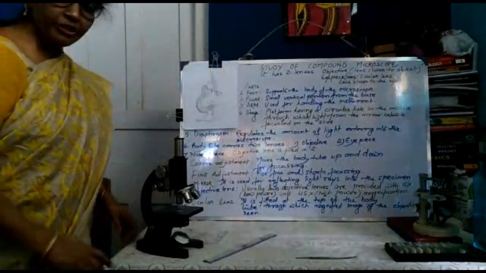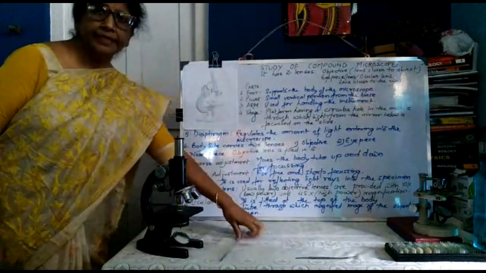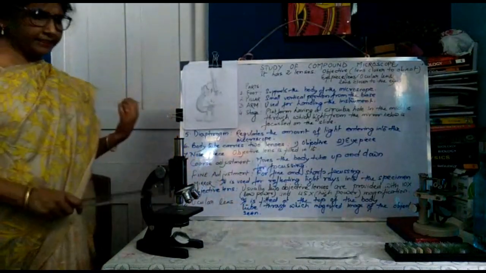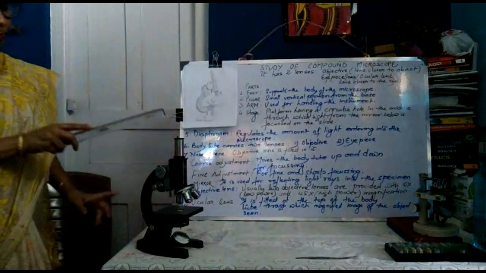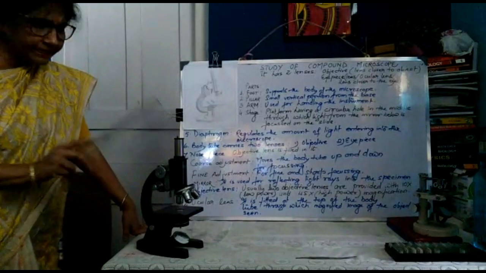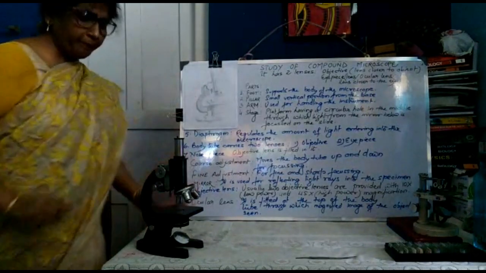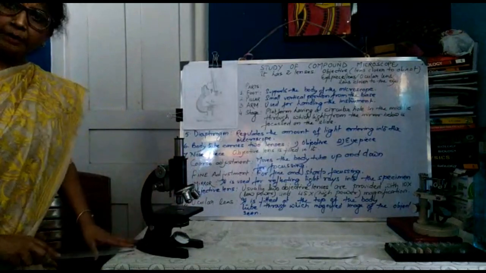Now I am going to discuss the compound microscope. This is a compound microscope. It has two lenses: one is the ocular lens, or the eyepiece lens, and one is the objective lens. Now, the different parts of this compound microscope.